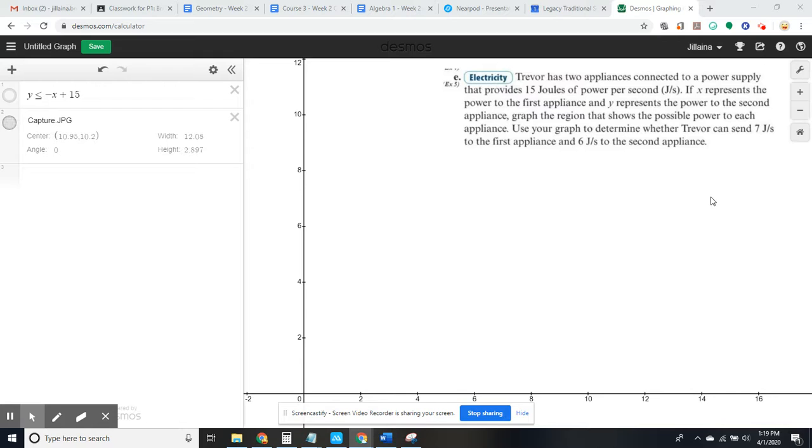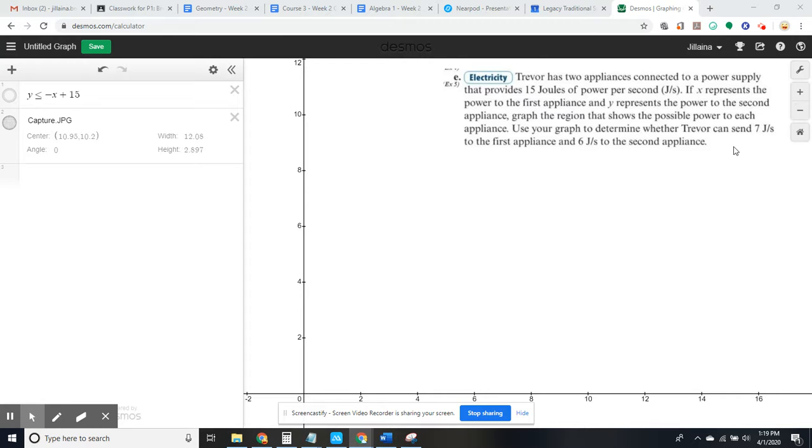So we have Trevor has two appliances connected to a power supply that provide 15 joules of power per second. If X represents the power to the first appliance and Y represents the power to the second appliance, graph the region and show the possible power to each appliance. Use your graph to determine whether Trevor can send 7 joules per second to the first appliance and 6 joules per second to the second appliance.